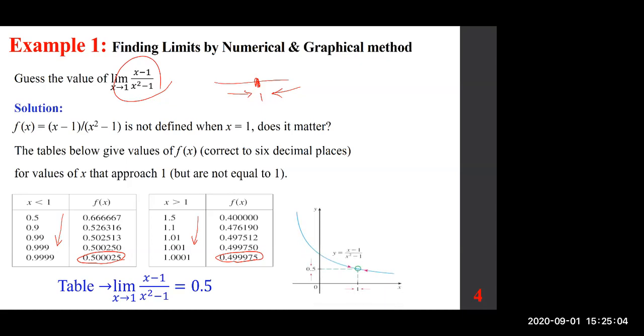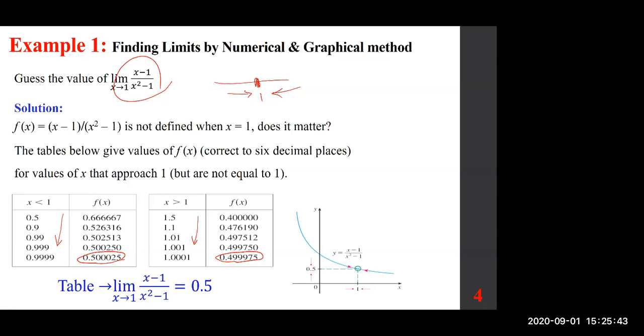And here's the graph. Take a look at the graph. We are approaching 1 from the left and right. And as we do that, we get closer and closer to 0.5 from the top and the bottom. So we looked at numerical analysis, graphical, and now let's look at it from the point of view of the analytical method, the algebraic method, which is a lot more important, class, okay?